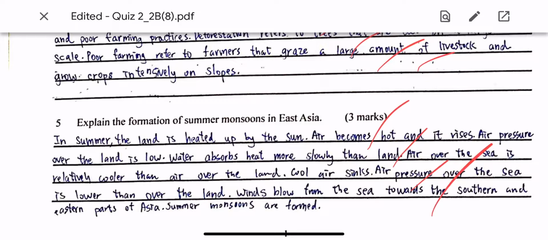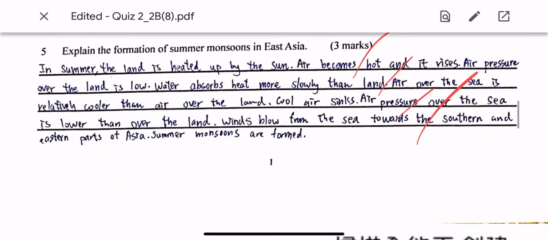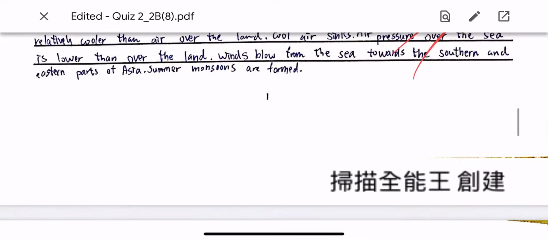However, at the same time, the water absorbs heat more slowly than the land, and air over the sea is relatively cooler than the air over the land. Cool air sinks, so the sea has a higher pressure. There's a lower pressure on the land, so the wind blows from the sea towards the southern and eastern parts of Asia. So summer monsoon is formed. Vice versa for the winter monsoon, you will have to look at it too.